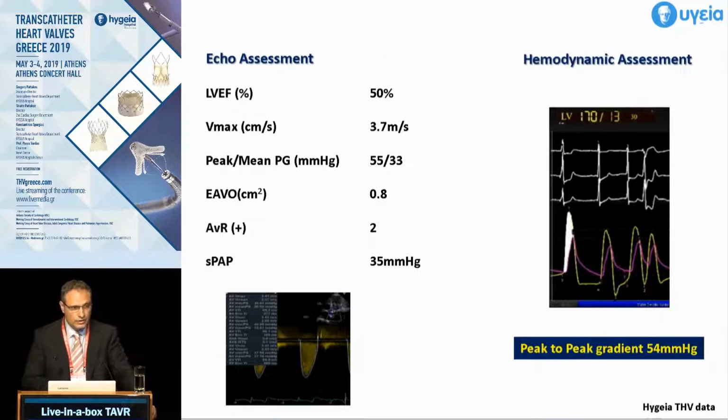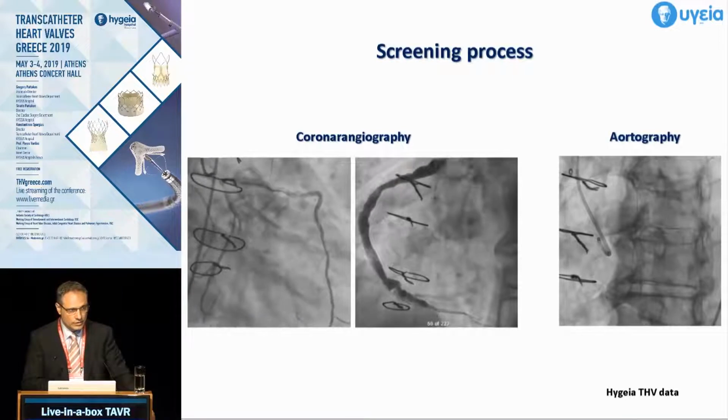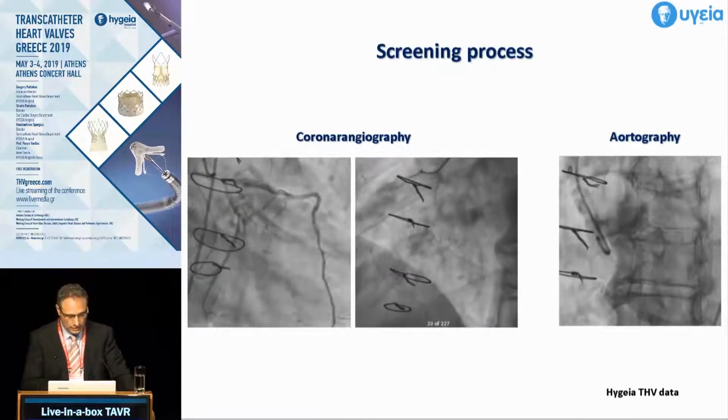We proceeded with assessment of the patient, and we revealed significant aortic valve stenosis with an EOA of 0.8, mildly impaired left ventricular ejection fraction, and a mean gradient of 33. The hemodynamic assessment revealed a peak-to-peak gradient of more than 50. We proceeded with evaluation of the coronaries, with no relevant issues.